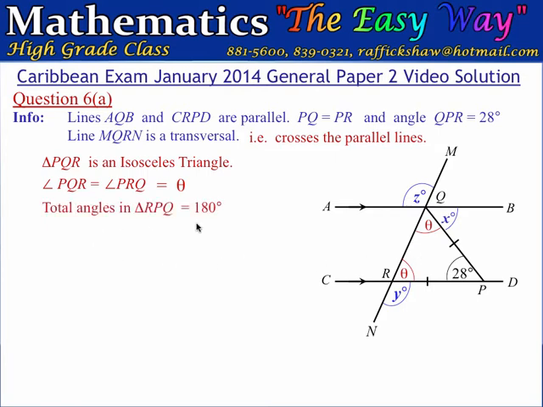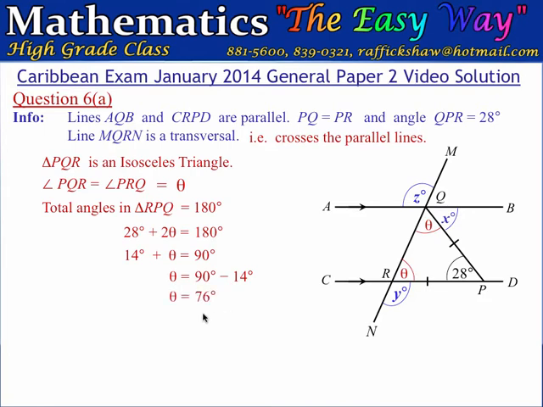Total angles in the triangle is 180 degrees, and therefore 28 degrees plus 2 theta is equal to 180 degrees. We can now divide through by 2 to simplify this equation. When we do that, we divide each term by 2. So we divide 28 by 2, we get 14 degrees here. 2 theta divided by 2 gives us theta, and 180 degrees divided by 2 gives us 90 degrees. Now theta is obtained simply by subtracting 14 degrees. Theta is 90 degrees minus 14 degrees, and so theta is 76 degrees.